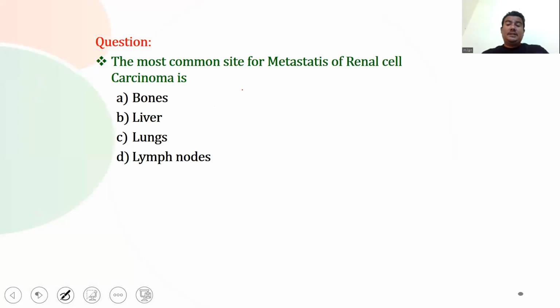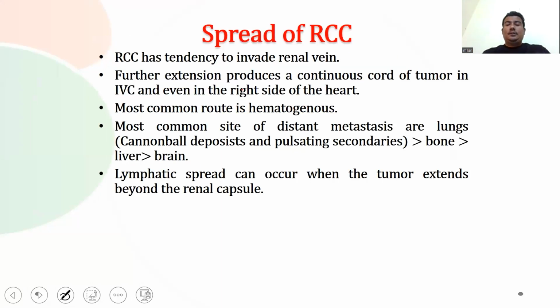The most common site for metastasis of renal cell carcinoma is: the options are bones, liver, lungs, and the lymph nodes. Talking about the spread of RCC, the WHO classification of tumors of the kidney says RCC has the tendency to invade the renal vein. Therefore, while grossing a nephrectomy specimen for renal cell carcinoma, we have to take one very important landmark as a margin, that is the renal vein margin. From the renal vein, the tumor extension is likely to reach the inferior vena cava and then the right side of the heart. Therefore, the most common route is the hematogenous route.